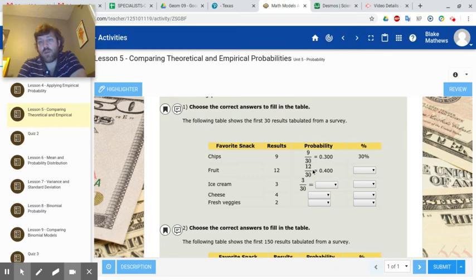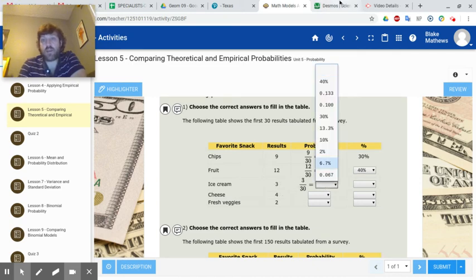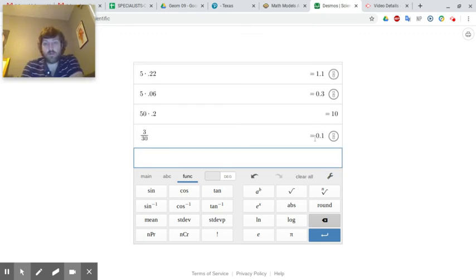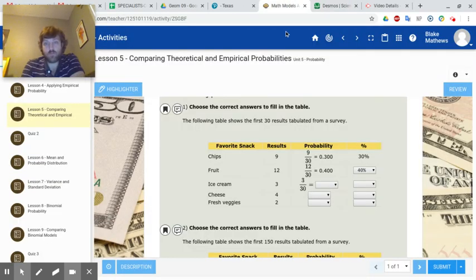In the next row, they've done the first part for us. 12 over 30 is 0.4, and so that's 40%, because moving the decimal 2 places gets us 40%. Then they take another step away. Ice cream is 3 out of 30, and then I can do 3 over 30 over here and find out that it's 0.1. So we go find 0.1. There it is. And then we should know, again, move the decimal place. 1, 2 gives me 10%.